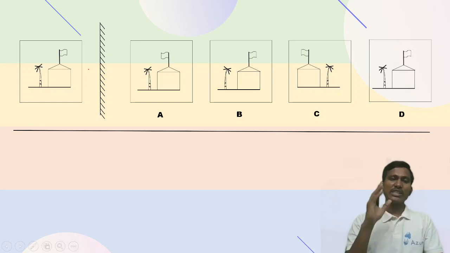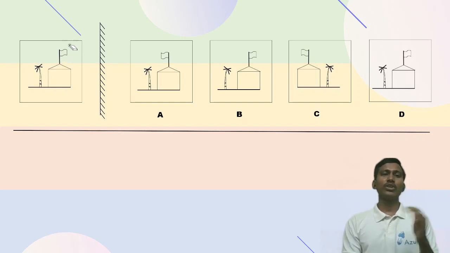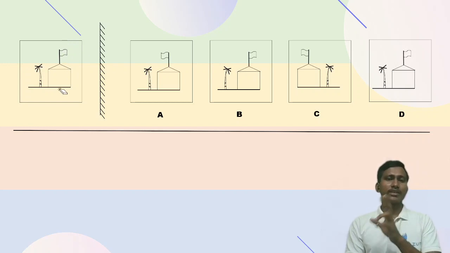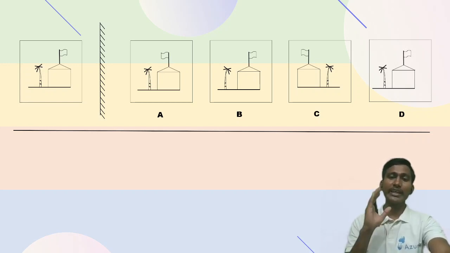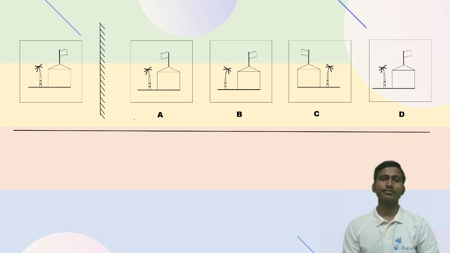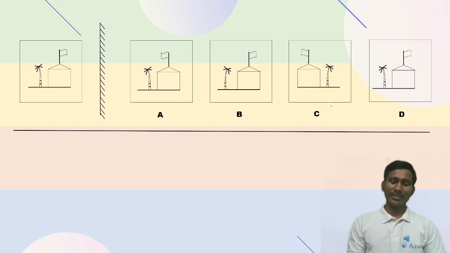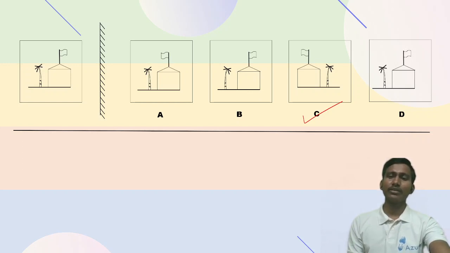Here, see the tree and the flag. So how are they? Are they towards the mirror or away from the mirror? Guess the answer, that is, tell me the answer. Take your time and be ready with the answer. Okay, so what will be the answer here? Option C. Yes, option C is the correct one. Very good, beta.